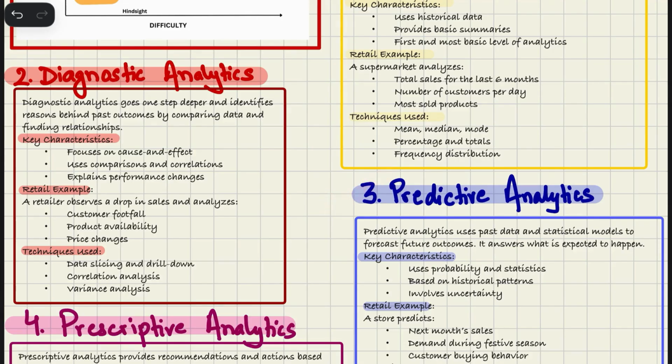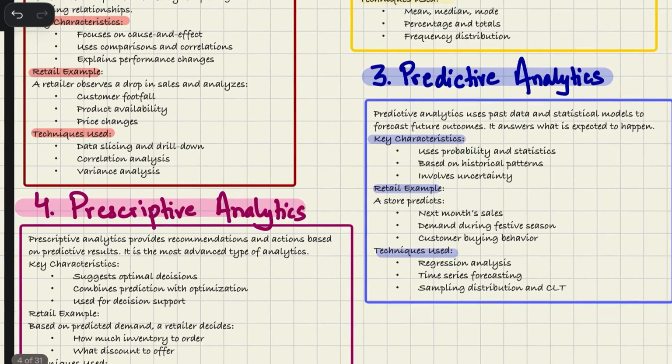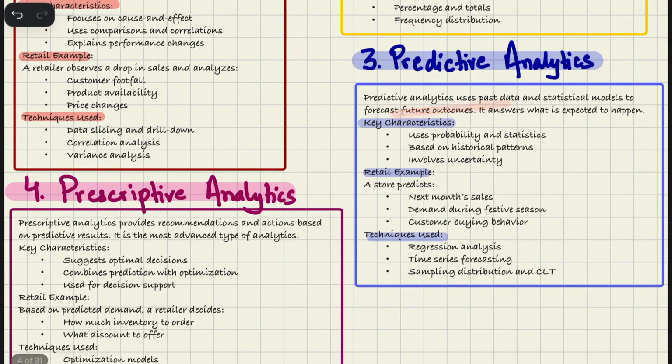Then we have predictive analytics, which talks about what will happen, right? We use historical patterns, statistical models, and machine learning to forecast future trends and probability. For example, predicting next month's sales and forecasting that customer demand for jackets will spike 40% during the upcoming winter season. So we are forecasting and predicting what the sales will be, and in such a scenario we are using predictive analytics. The techniques used in predictive analytics are regression analysis, time series forecasting, and sampling distribution.